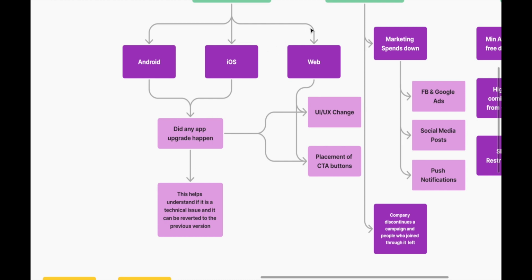Or if it is on the web, it could be a UI/UX change, that is, all the colors have changed, how the interface looks has changed, and people using it on a daily basis might not feel comfortable using the application. Similar thing with the iOS or Android app, the UI/UX has changed, or the placement of CTA buttons. CTA buttons are essentially call to action buttons. This could be a checkout button or a save button, etc. Maybe the save button or checkout button is buried somewhere in the corner, which is not visible to the human eye, and because they could not check out, people are dropping off, and that could have caused one major issue to the drop in sales.